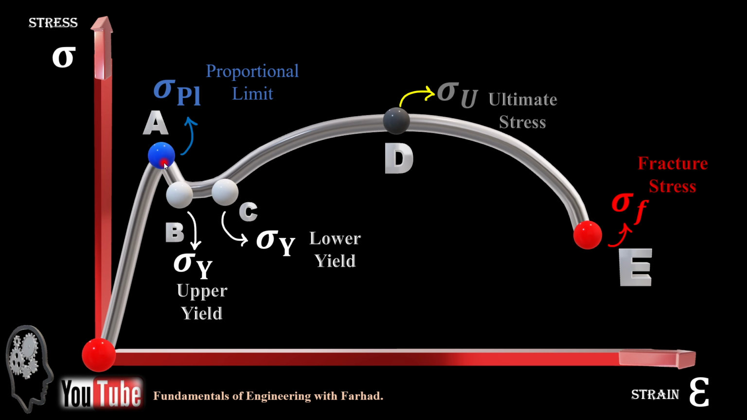and strain. And there is a dive down to point B, which we call sigma y, which is upper yield. And as you move farther along the strain axis, you reach sigma y, which is a lower yield, and then it moves all the way to point D, which is sigma ultimate, or ultimate stress, and from ultimate stress it dives down again to sigma failure at point E, which is fracture stress.